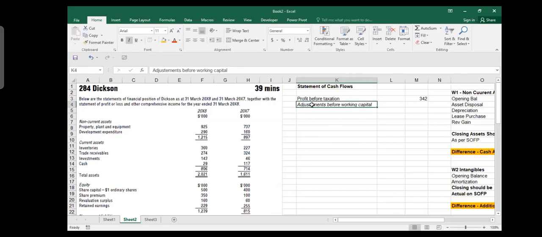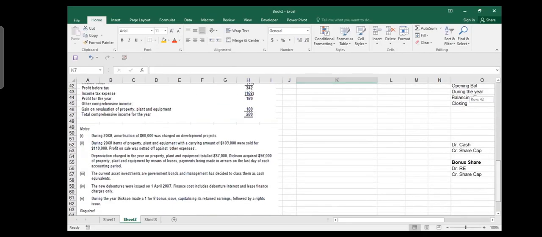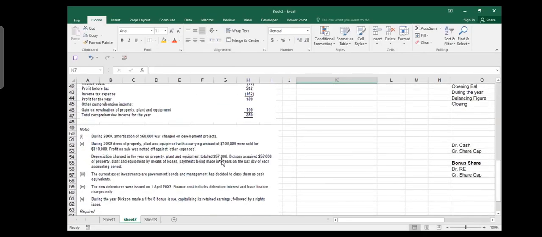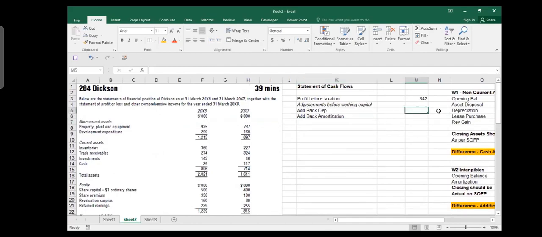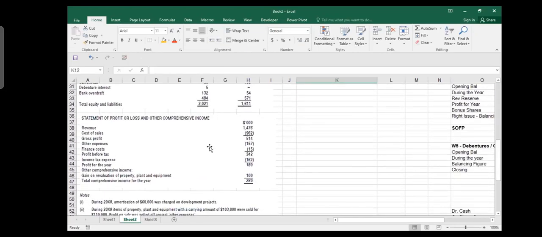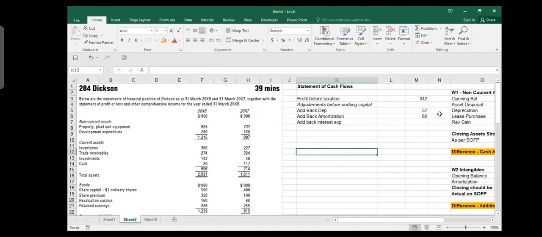And those adjustments are, the first one is add back depreciation, add back amortization. So whatever depreciation and amortization we calculated, we have to add it back. Actually, we did not calculate. They gave us in the question that depreciation charged was 57 and amortization was 60. So we add them back. Then you always said add back interest expense. How much was your interest expense? If you pay attention to the income statement, your finance cost was 15. We will subtract interest paid, how much we paid, later, but whatever is in the income statement, we add back. So I put here $15 as a plus.